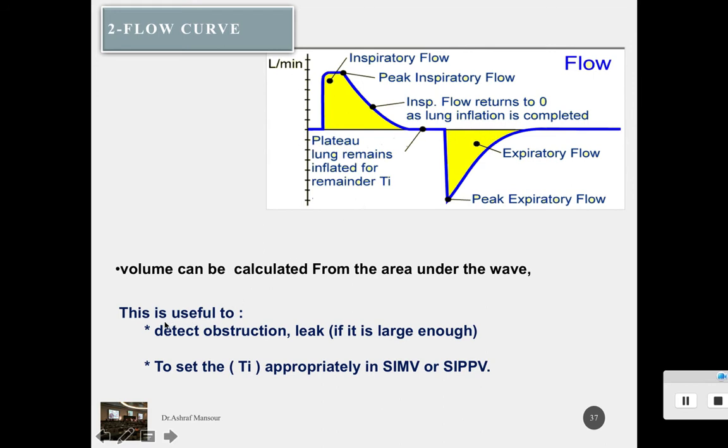So this is useful to detect obstruction and leak, and it's important to adjust the inspiratory time, especially in SIMV and SIPPV. In the PSV, usually we put the setting to make it a little long to allow the baby to choose his own inspiratory time. So from cycle to cycle, you find the inspiratory time different from one cycle to another, according to the baby's own inspiratory time which is selected.